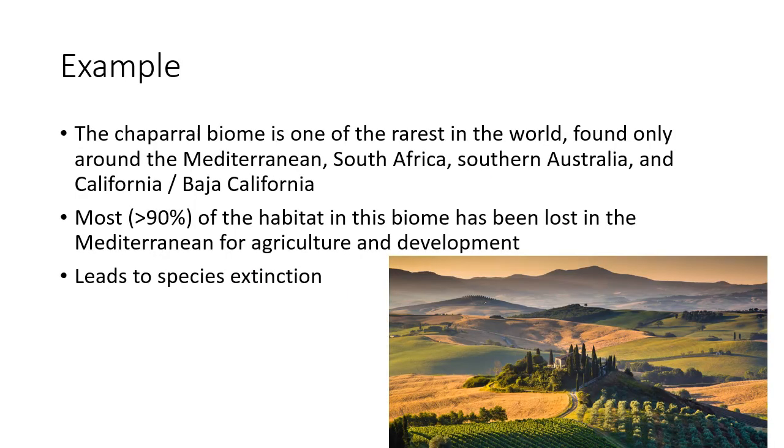So one example of ways that humans have altered biomes is the chaparral biome, also called the Mediterranean biome. It's one of the rarest biomes in the world, only found around the Mediterranean Sea, South Africa, Southern Australia, and California and Baja California on the west coast of North America. Most of that habitat has been lost, especially in the Mediterranean, but also in South Africa and California, etc.